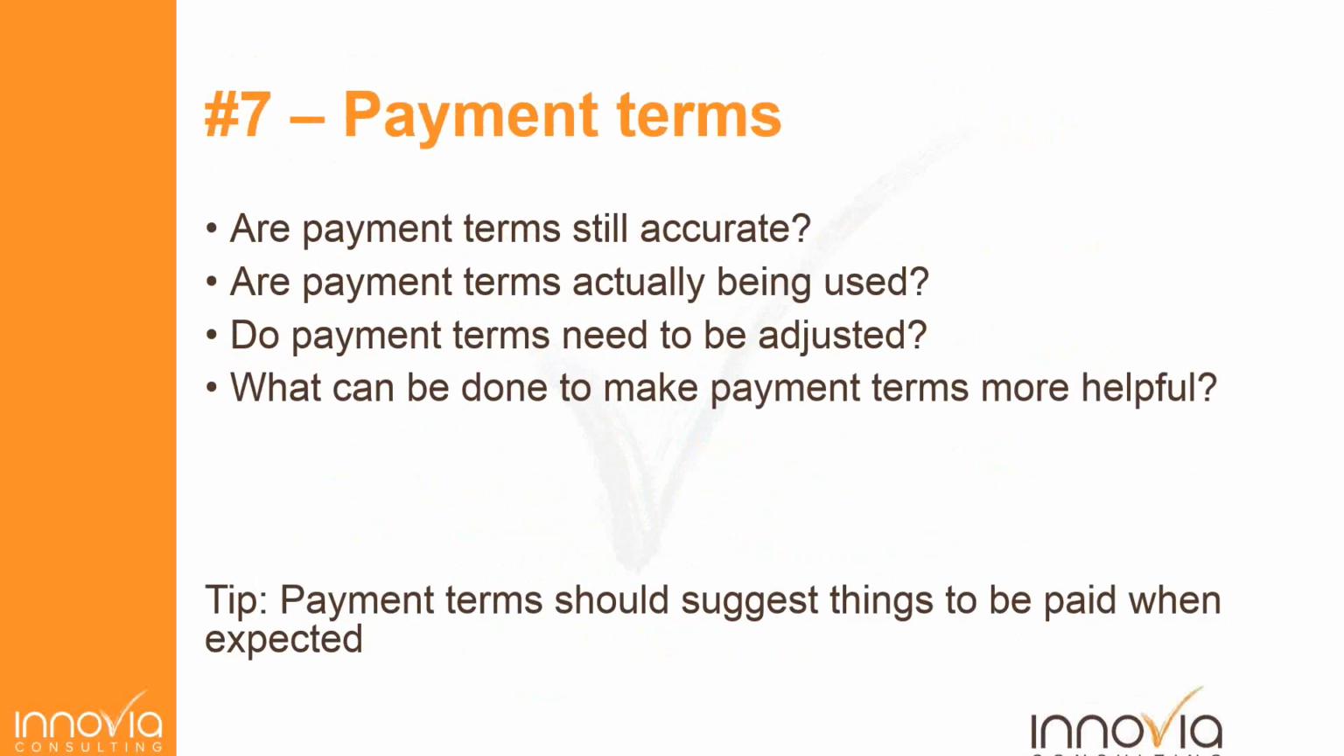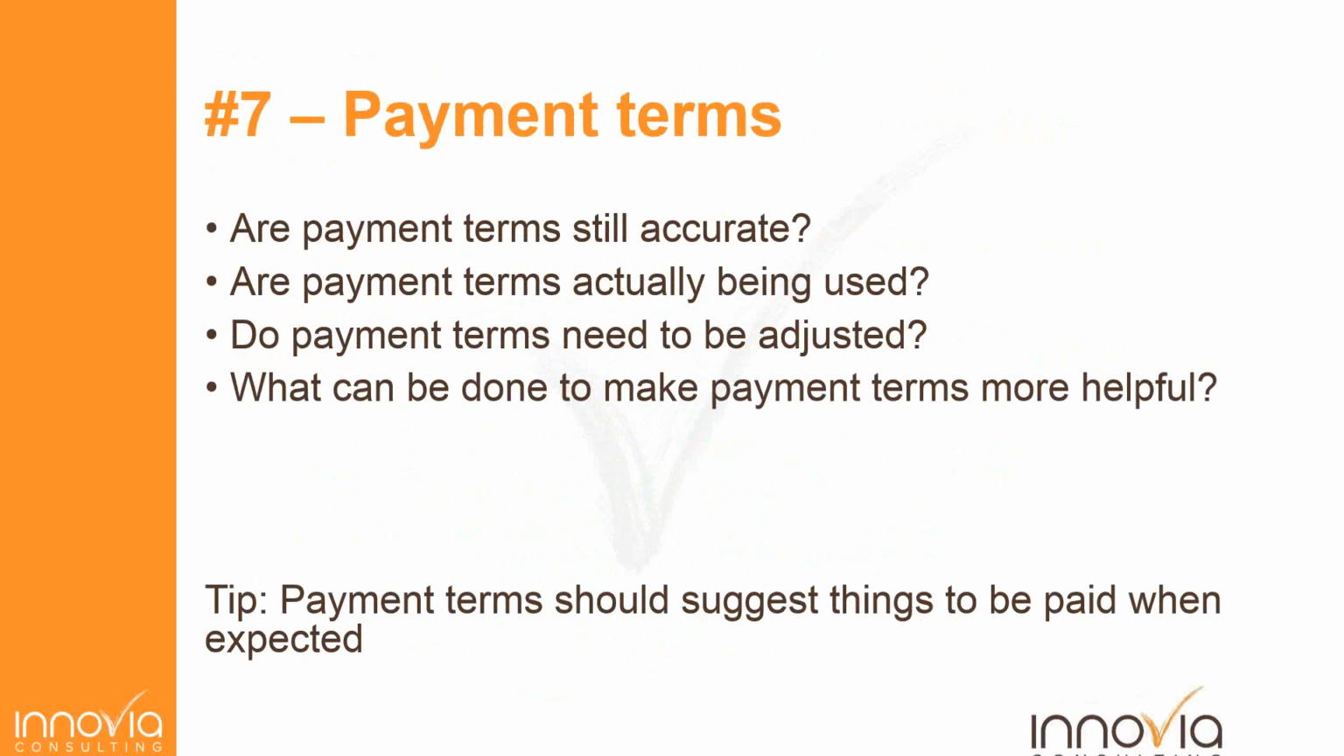So something related to customers as well as to vendors is payment terms. So when we look at our customer and our vendor records and we evaluate some of those things, payment terms is actually something that's worth spending a good amount of time on. So if we know that payment terms are correct, then our system should suggest things to be paid when we expect them to be paid.